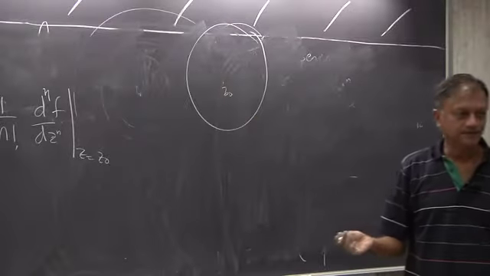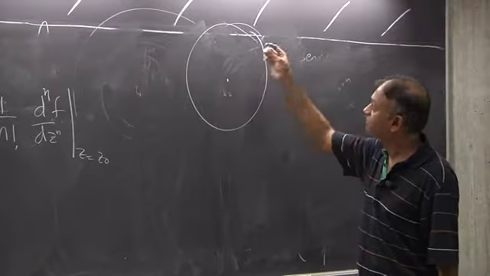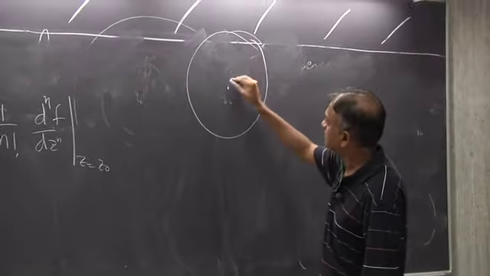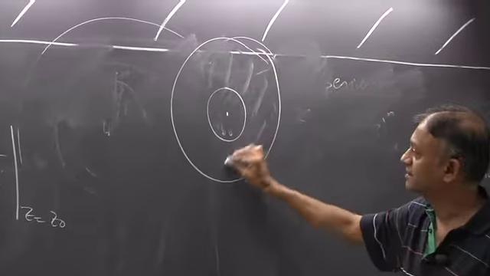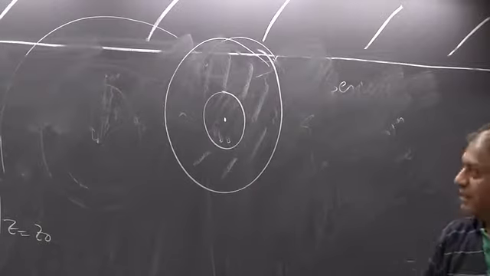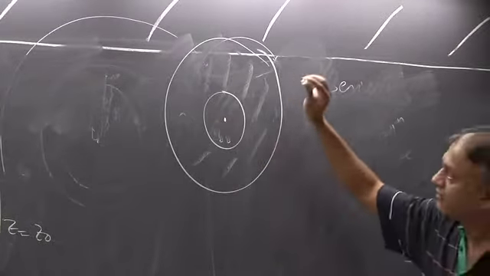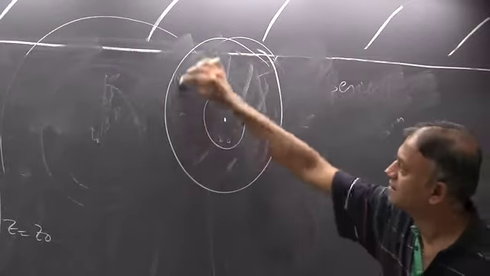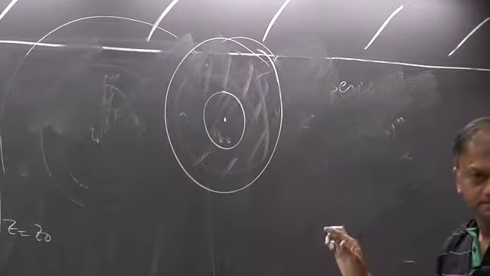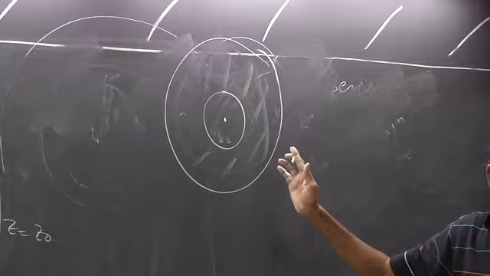But suppose it was not the case. Suppose I am guaranteed that the function is analytic in this annular region. Maybe it has some singularity there. We don't know. But suppose it's given to us somehow that it's analytic in this region. Here we don't know anything about it. Maybe analytic, maybe not analytic, but I don't know.